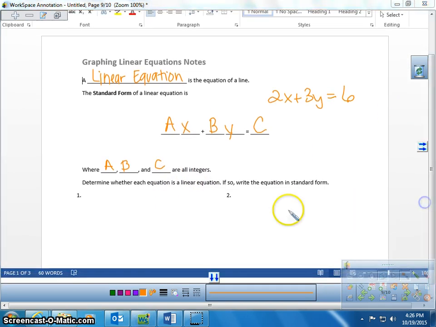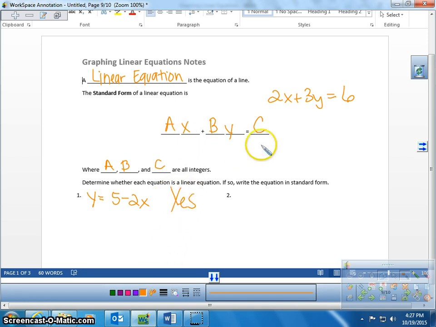Alright, so on your paper it says determine whether each equation is a linear equation. If so, write the equation in standard form. So we have y equals 5 minus 2x. We need to determine if this is a linear equation. To be a linear equation, you have to have an x and a y. Does this equation have an x or a y? Yes, it does. It has both of them. So therefore, this is a linear equation.